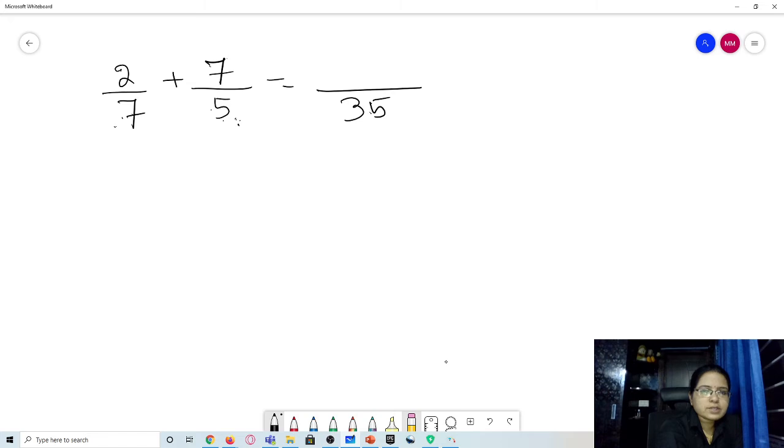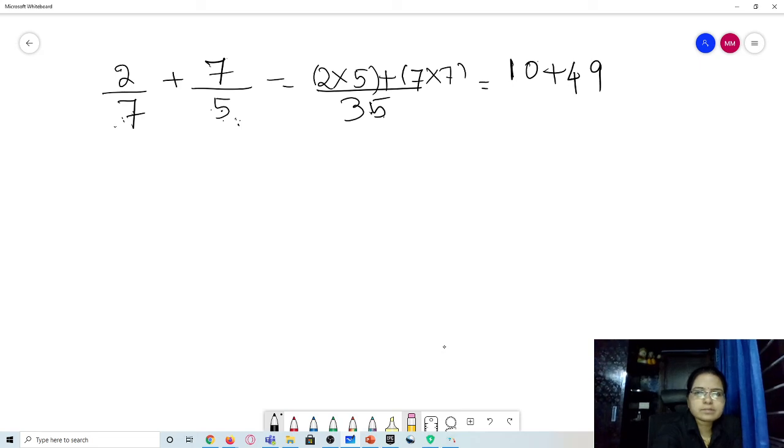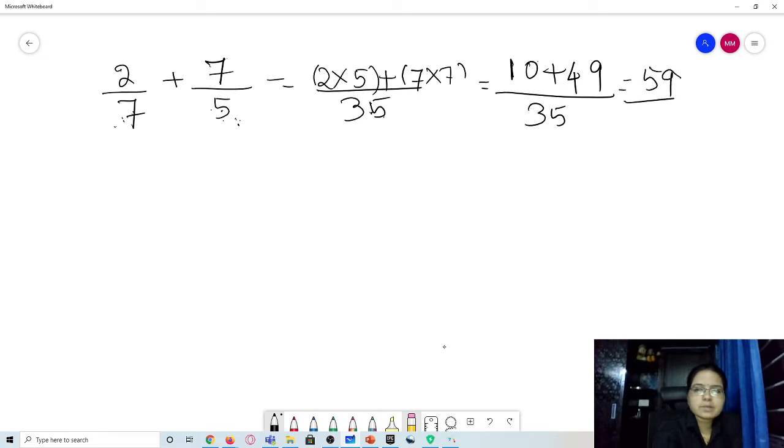Now divide the LCM 35 by the denominator 7. 35 divided by 7 is 5. Then multiply numerator 2 with 5, plus now divide LCM 35 by denominator 5, which is 7. Multiply 7 with numerator 7. 2 multiplied by 5 is 10, plus 7 multiplied by 7 is 49. That is 10 plus 49 is 59 divided by 35.